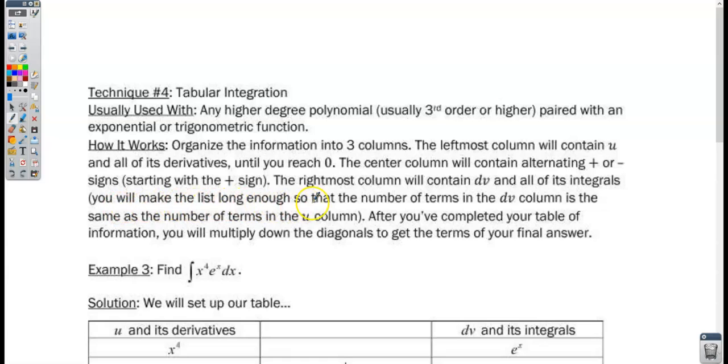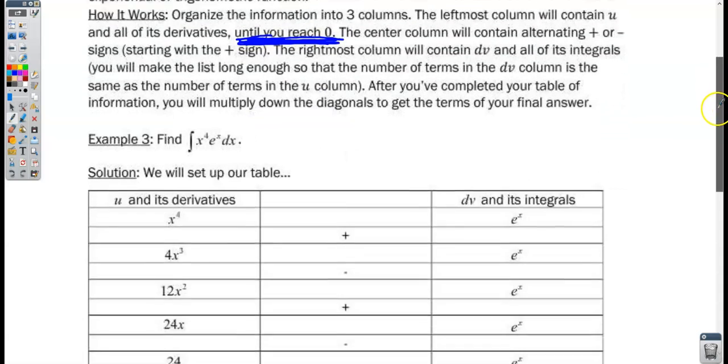We'll make this list long enough so that the number of terms in the dv column is the same as the number of terms in the u column. So it's important that we do this until we reach 0 in our u column. That way we get all the terms we need from the dv column. After we've completed this, we're just going to multiply down the diagonals to get the terms of your final answer. This is a very cool method if you've never seen or heard of this before.